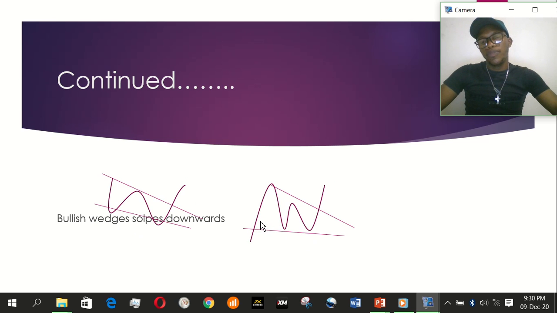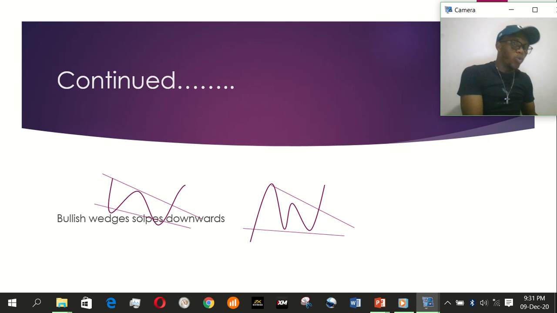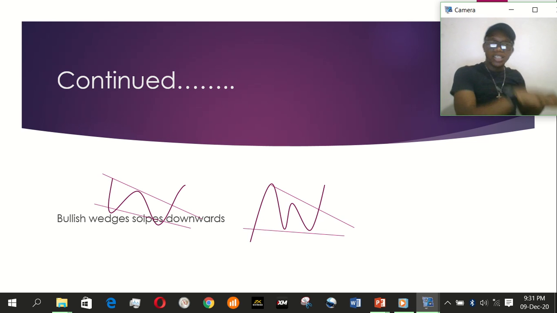So there is also what you call a bullish wedge. It slopes downwards. I remember when I first learned forex trading, they told me that you need to buy low, sell high. So with the bullish wedge, the market should be as low as possible, and then thereafter, meaning at the head of the trend, the bearish trend.